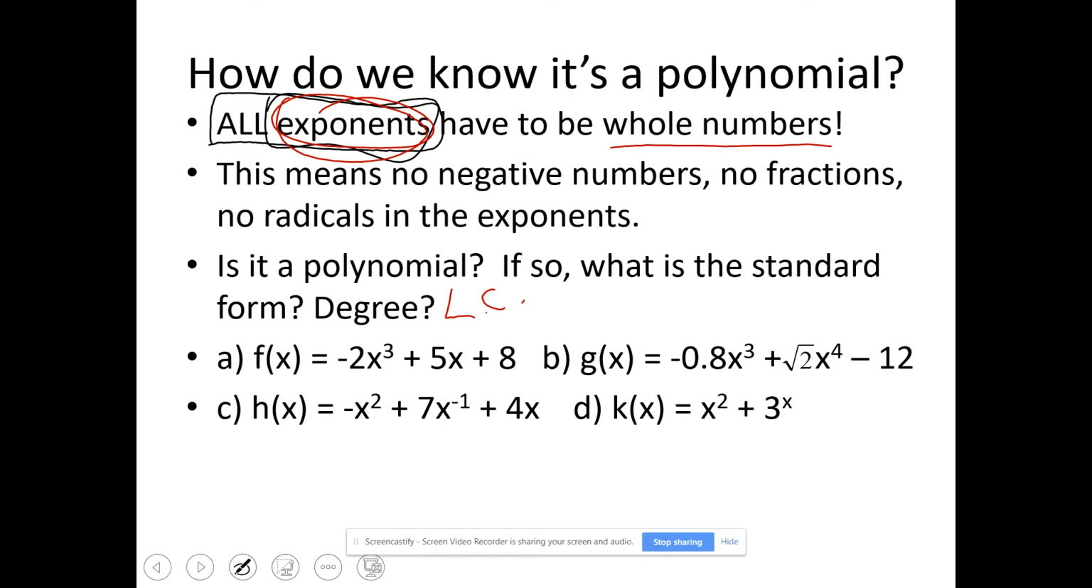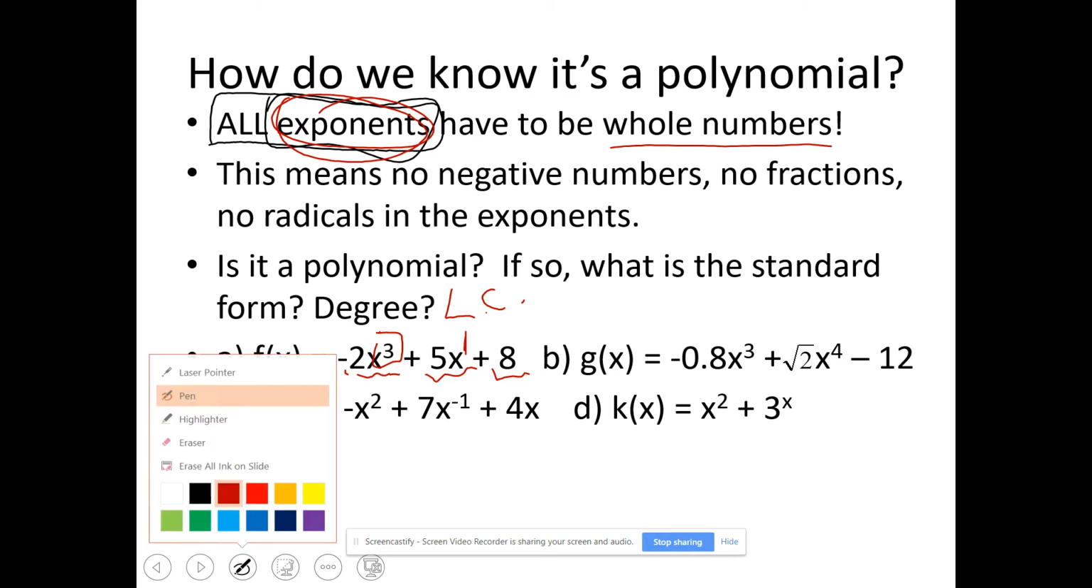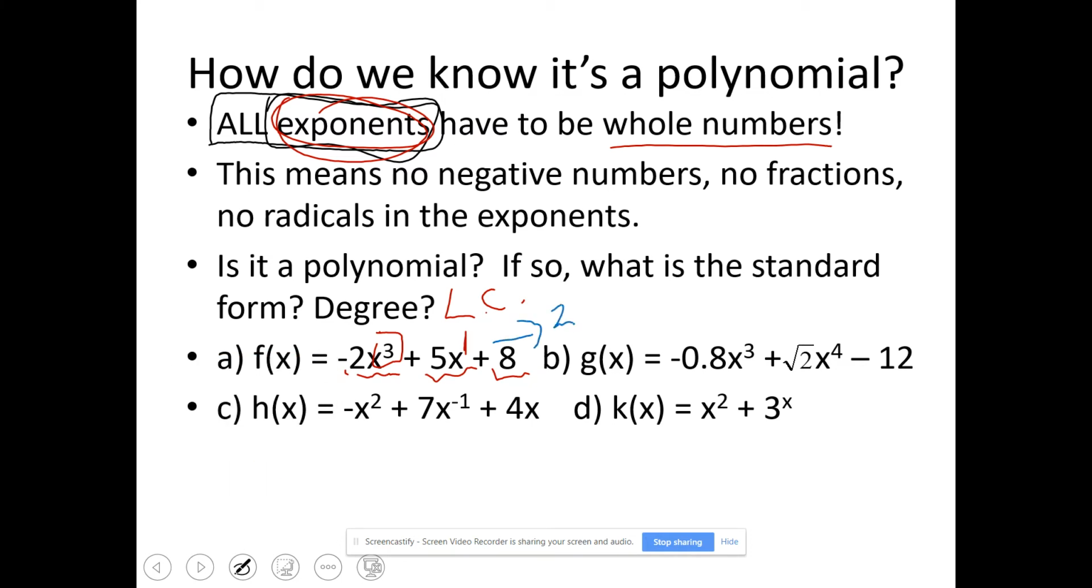So let's take a look at example A. I have x to the third power and x to the first power. Both of those are whole numbers. So yes, example A is a polynomial. It's already in standard form because I go from the third power to the first power to no x. The third power is our highest exponent. So this is a third degree polynomial, and the leading coefficient, or LC, is -2 because that's our number that's in front of our largest term.